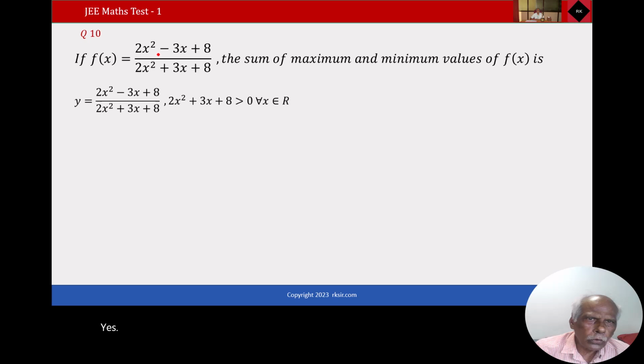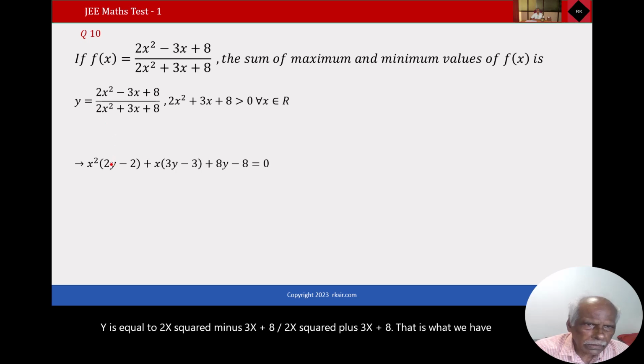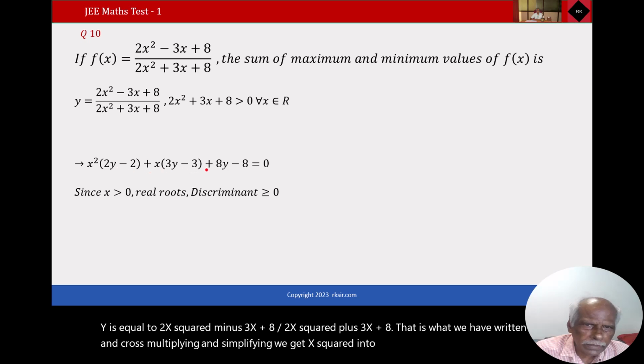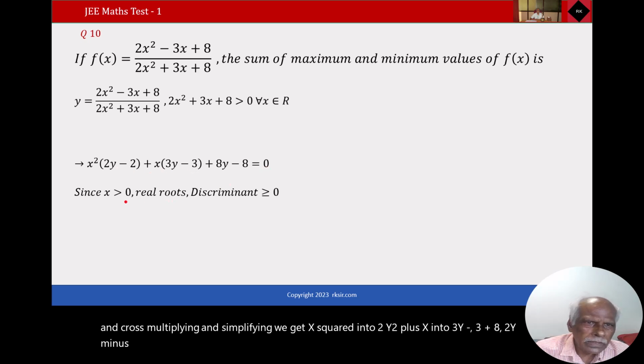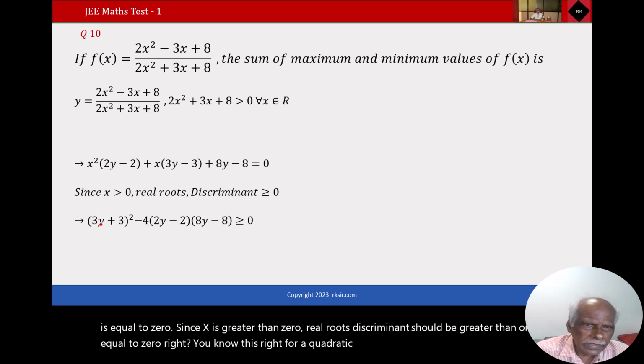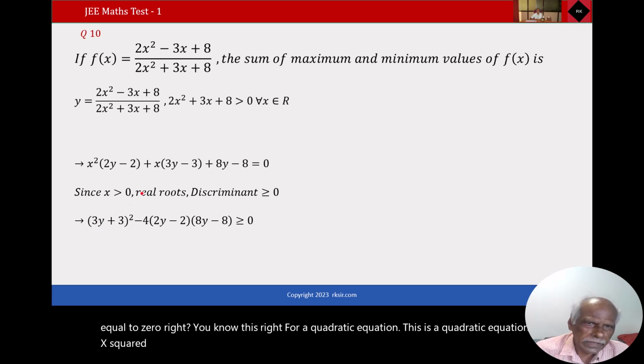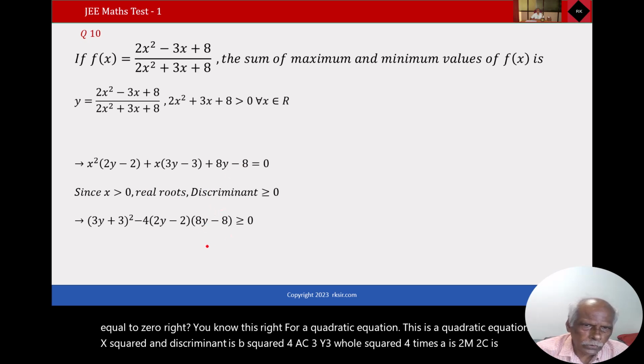If y = (2x² − 3x + 8)/(2x² + 3x + 8), that is what we have written, and cross multiplying and simplifying, we get x²(2y − 2) + x(3y − 3) + (8y − 8) = 0. Since x is real, the roots are real, so the discriminant should be greater than or equal to 0. You know this for a quadratic equation. This is a quadratic equation in x, and the discriminant is b² − 4ac: (3y − 3)² − 4 times a, which is (2y − 2), times c, which is (8y − 8), is greater than or equal to 0.